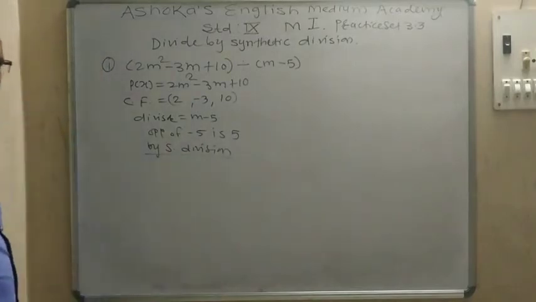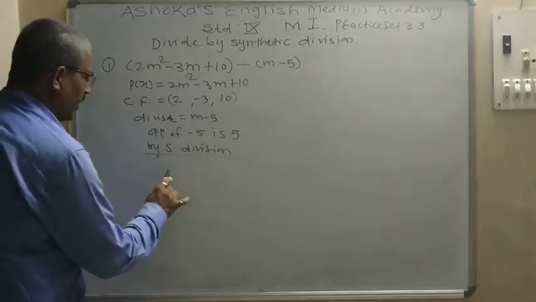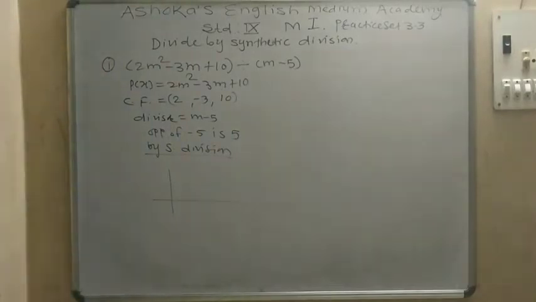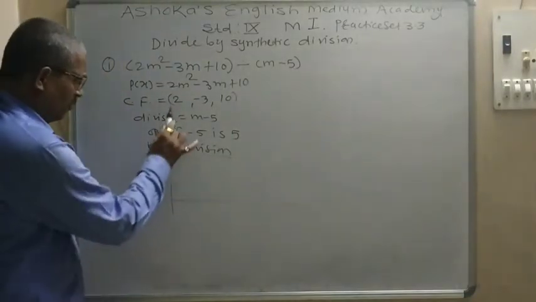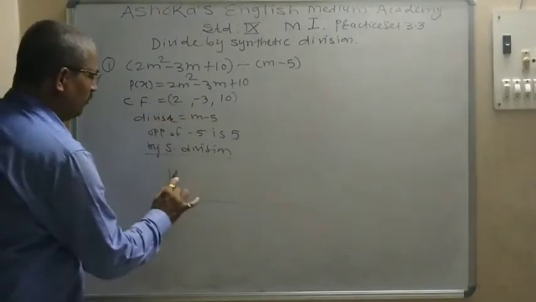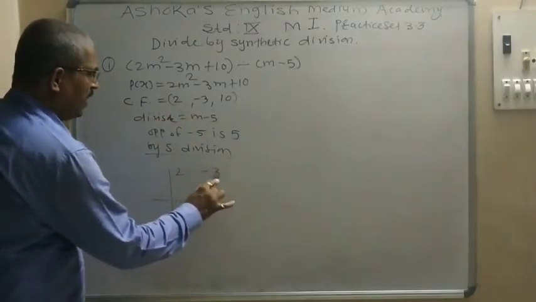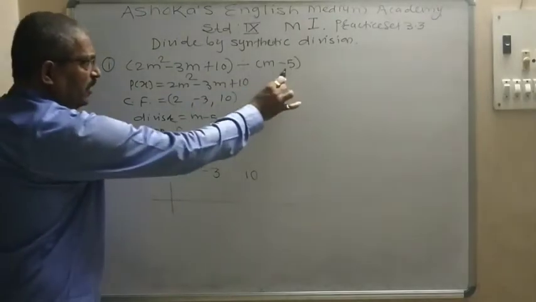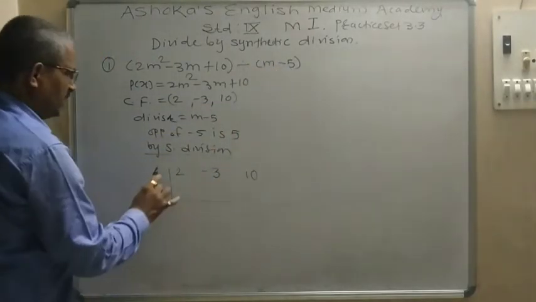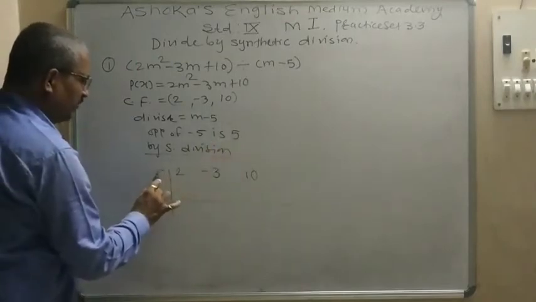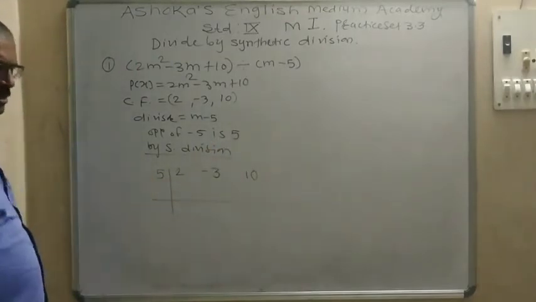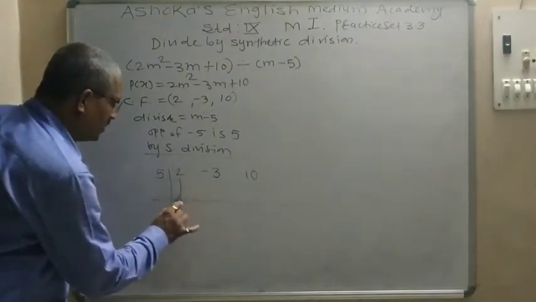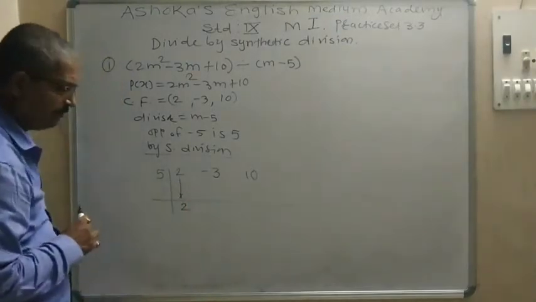this is not necessary to write. Directly you may write here. You should draw a perpendicular line in such a way. Now take here the coefficient form 2, −3 and 10. Now in the divisor there is −5, the opposite of −5 is 5. So 5 is written to this side. Now what to do? These 2, take down as it is.